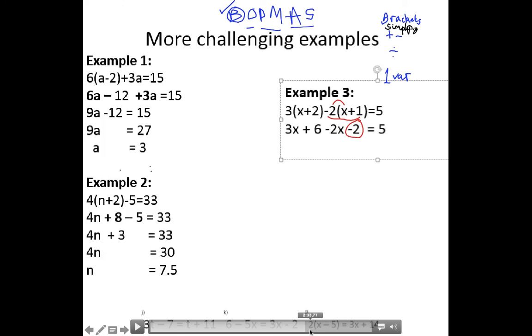Continuing on swiftly. We're then going to simplify. 3x minus 2x is x. 6 minus 2 is 4. Now it's a one-step equation. Wow. All of that working out, x is just equal to 1. But that's pretty special, isn't it?